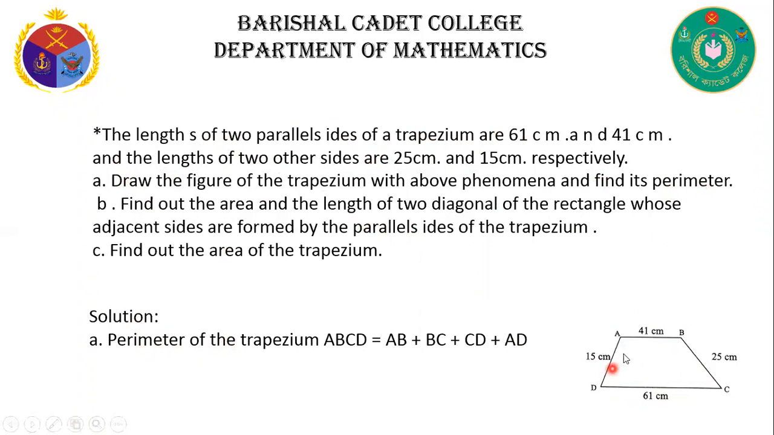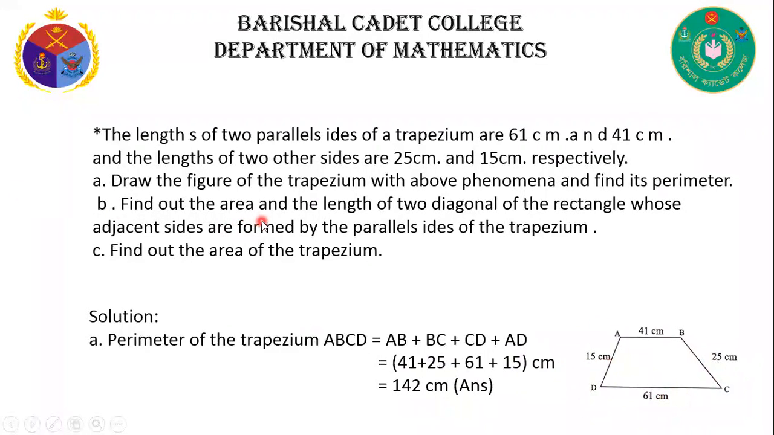We know the perimeter of the trapezium ABCD is equal to AB plus BC plus CD plus AD. That means 41 plus 25 plus 61 plus 15. That means 142 centimeter. This is our required answer.